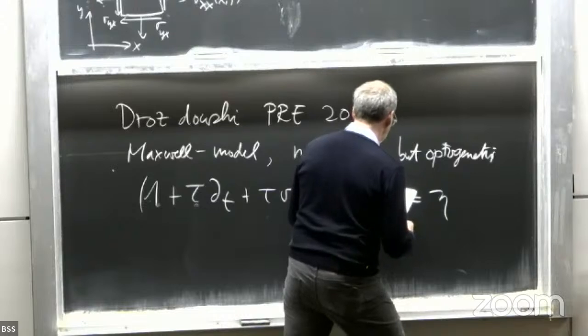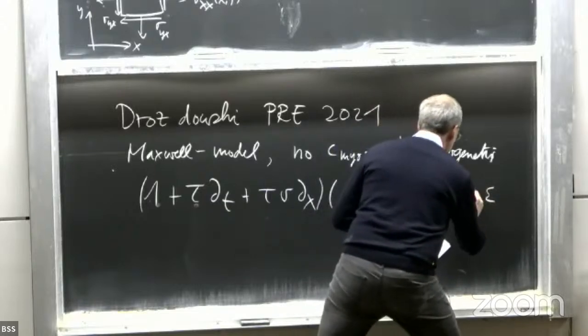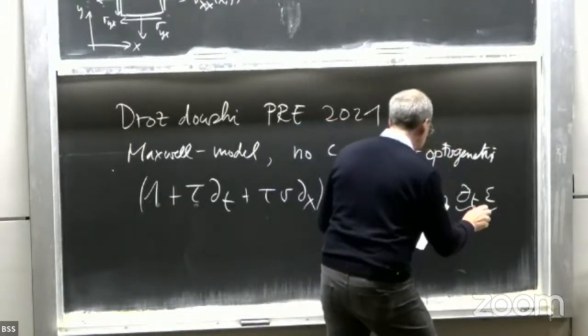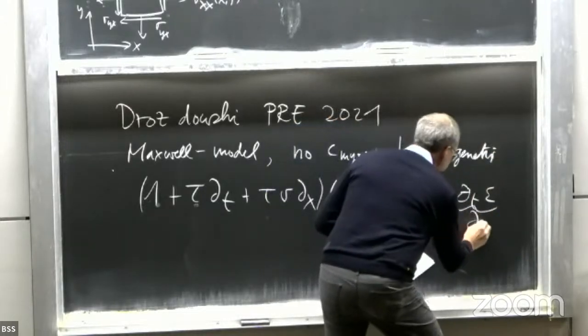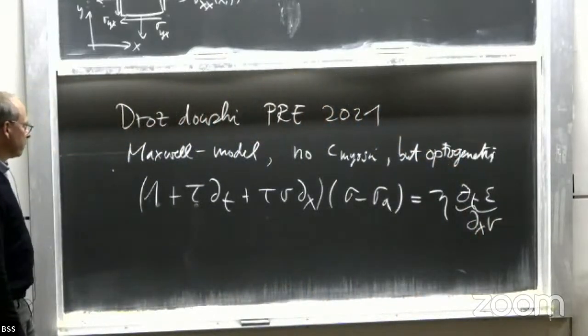Okay. Now here, this is still the Maxwell model. So this is the viscosity times the time derivative of the strain. And again, the same argument as I explained before. This is then the position derivative of the velocity.